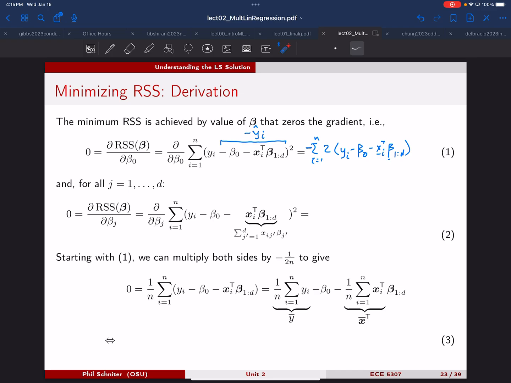Okay, so let's do our derivation for this. We're going to do partial derivative of, here is the RSS.